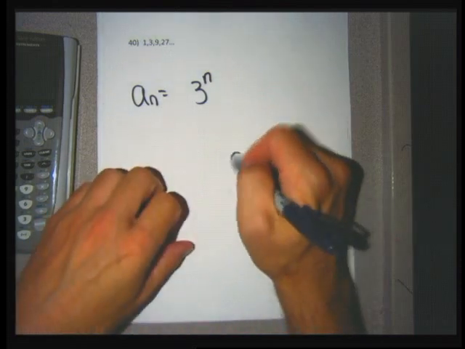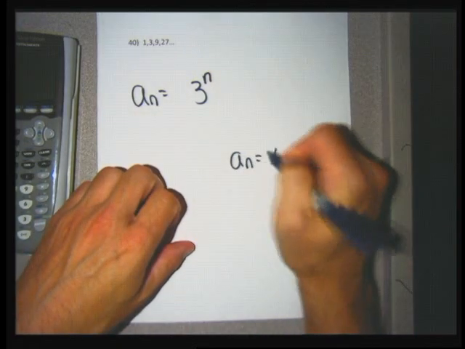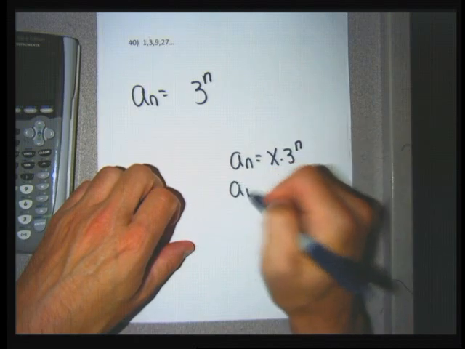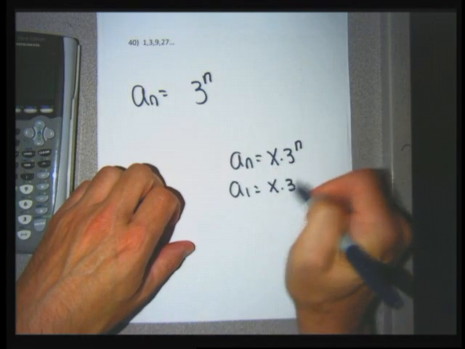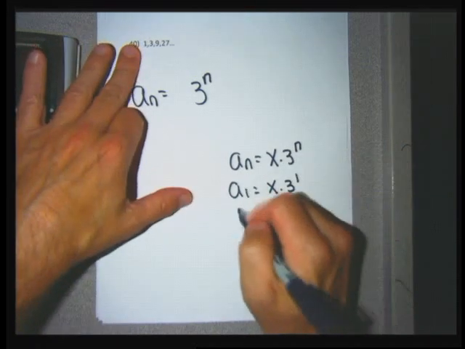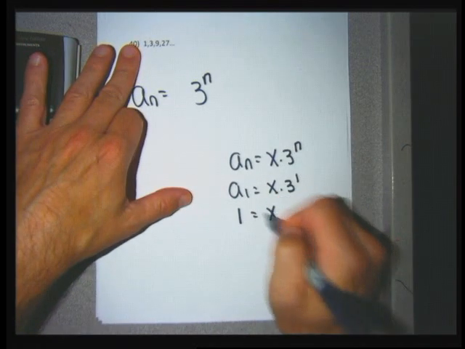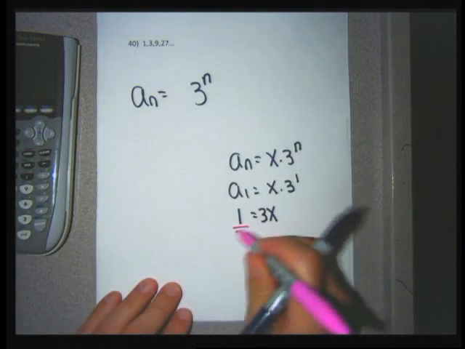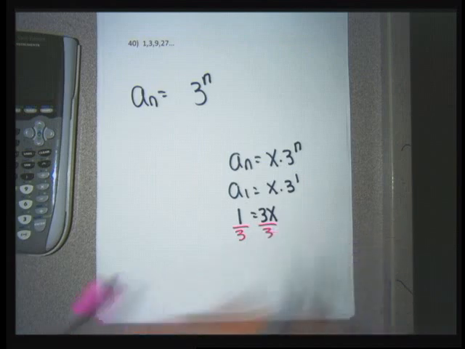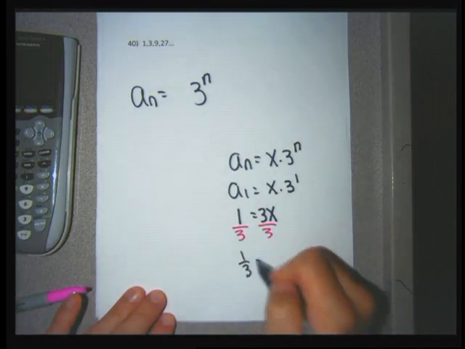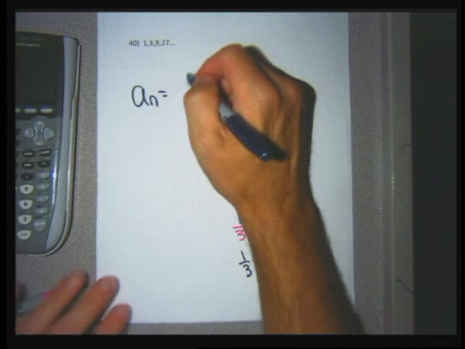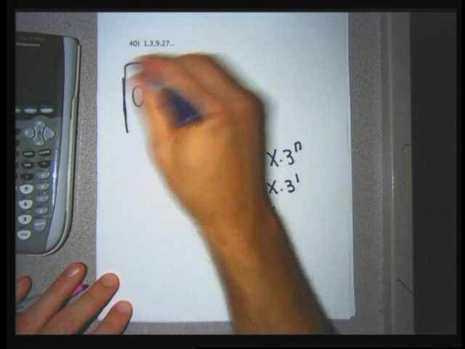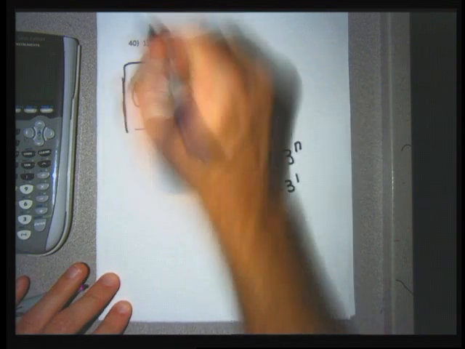So I'm going to go a sub n equals x times 3 to the n. And I'm going to go a sub 1 equals x times 3 to the first. A sub 1 is 1, so I get 1 equals x times 3, which is 3x, since 3 to the first is just 3. I'll divide both sides by 3, and I get 1/3 equals x. It would be absolutely perfect to write that as an answer for problem 40, and it will actually check as well.